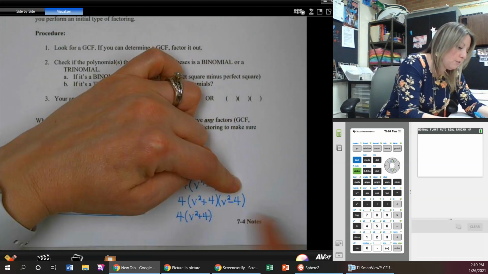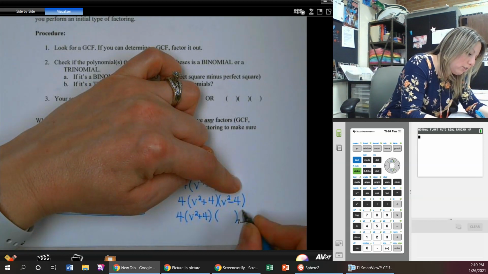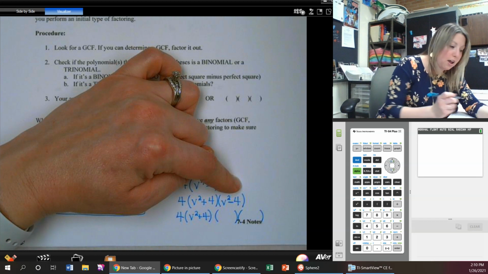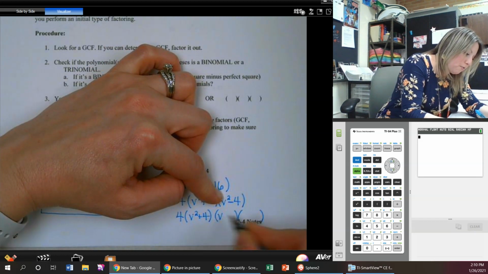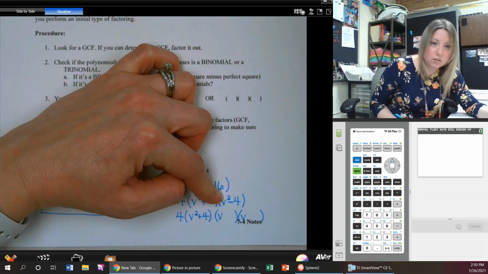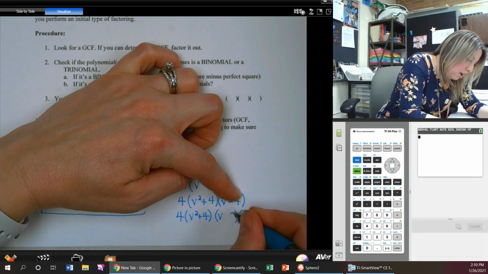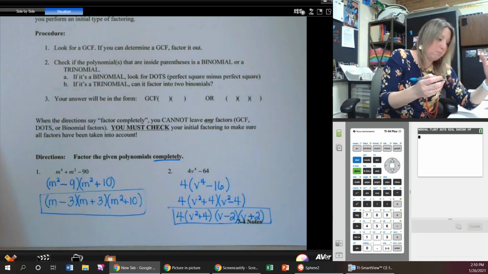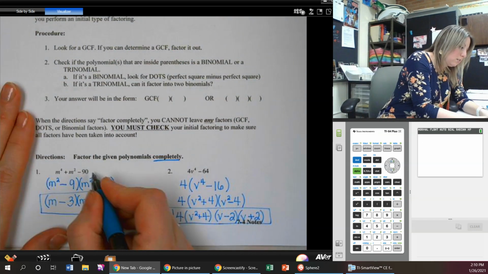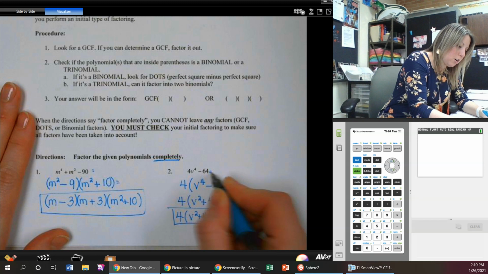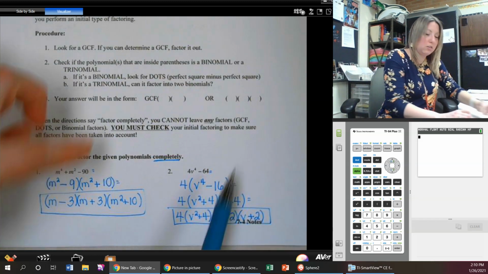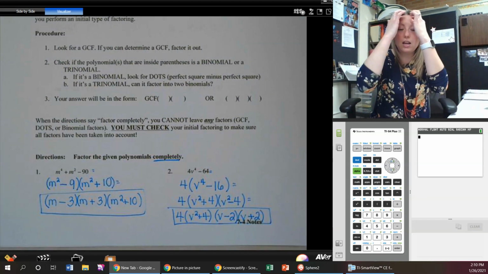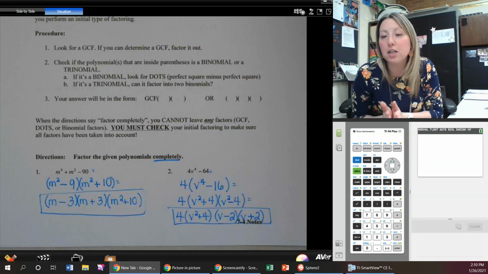But since this is difference of 2 squares, I again make 2 empty sets of parentheses, and I again take the square root of the front term and put it in the fronts, take the square root of the back term and put it in the backs, and put different signs between them, and phew, now I'm done. Now I'm good. Okay, so that, notice, took longer to get to the final factored piece.